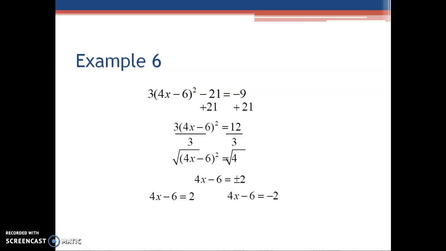Now we can solve each of those equations. So we'll add 6 to both sides, divide both sides by 4. We get x is equal to 2. Do the same thing with the second equation, add 6 to both sides, and divide both sides by 4, and we should get x is equal to 1. So x equals 2 and x equals 1 are my two answers for this problem.